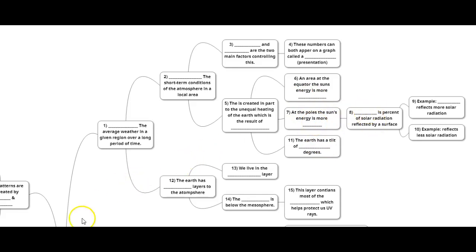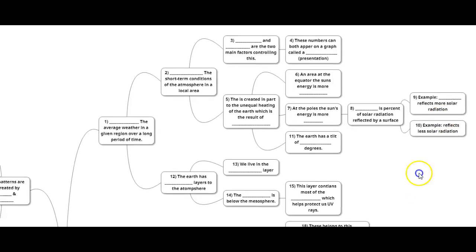Albedo is the percent of solar radiation reflected by the surface. Examples include something like snow. It's very white, very bright. It reflects a lot of sunlight back. Examples that reflect less solar radiation are things that are dark. Very deep water is very dark and absorbs a lot of sunlight. Forests and very dark dirt tend not to reflect sunlight out.